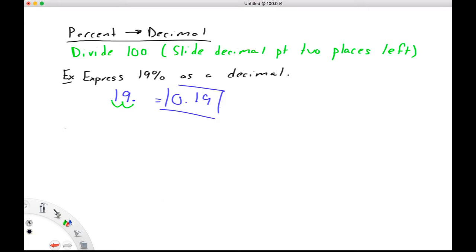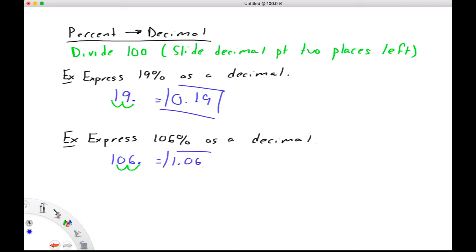Similarly, I could ask to express 106% as a decimal. And our same idea will still apply. We've got 106, our decimal starts here. We're going to divide that by 100, which is sliding our decimal place over 2 to the left, which would give us 1.06.